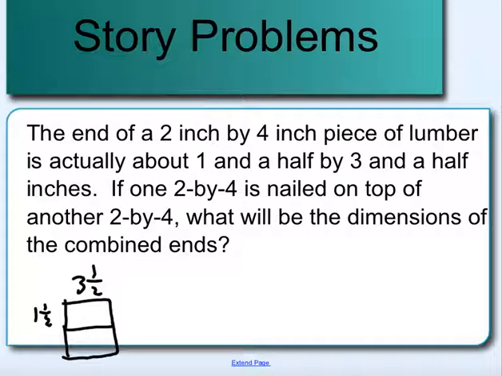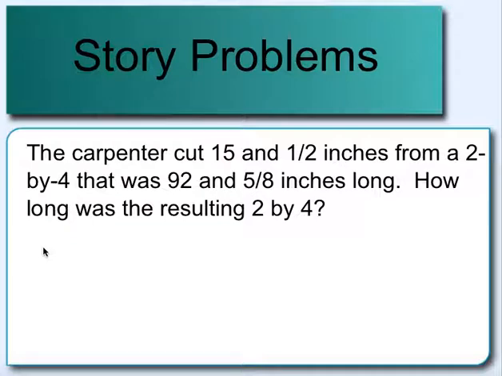Okay. Well, that means I have another 1.5 here. 1.5, there we go. And so the combined dimensions would be 3.5 by, well, we need to add up 1.5 and 1.5, so we would have 3 inches by 3.5 inches. Just combining those mixed numbers. Okay, remember you can add those 1/2 and 1/2 and get 2 halves. Well, that's just a whole 1. All right. Carpenter cut 15.5 inches from a 2 by 4 that was 92 5/8 inches long.